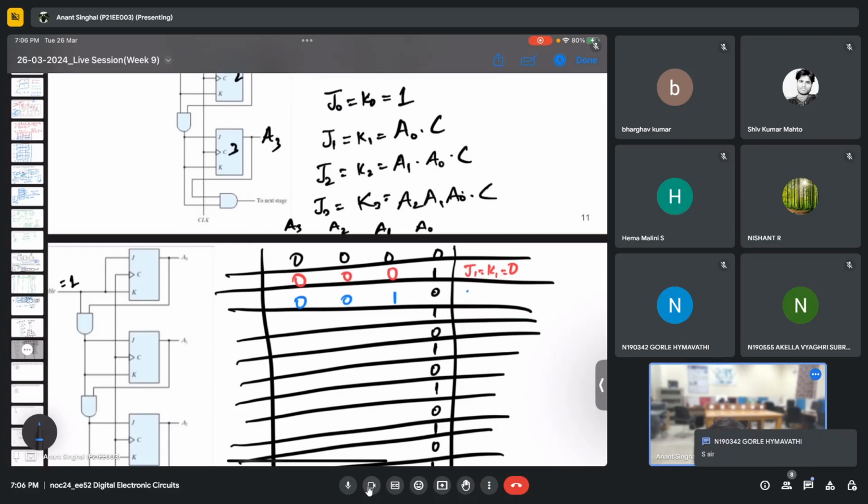Okay, fine. So again, this J1 will be A0 into C. A0 is 0, so this will be 0. Yes, I guess I've written it. No, no, no, this is A1. A1 is J1 K1, so J1 is A0 C.